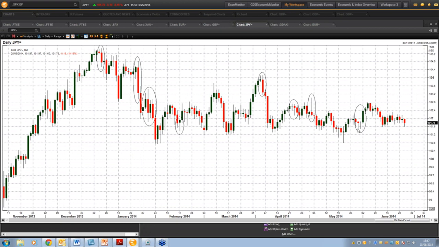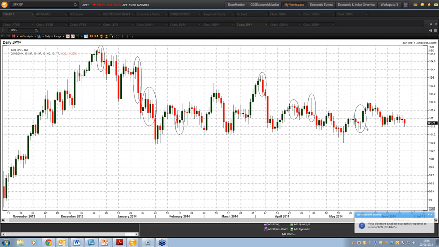Forming support, you then get a hammer, arguably, because it's slightly closing below the open. But then you get a doji, and then a sharp green candle, which arguably suggested that you're going to start to push higher. But since then, you've pretty much gone sideways, and that's where we're at on dollar yen.